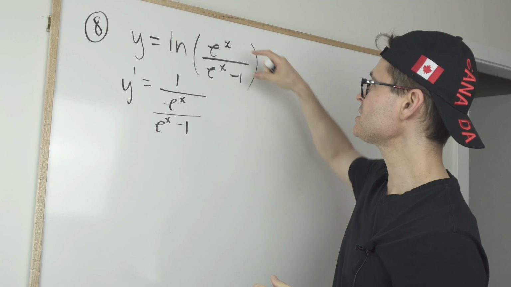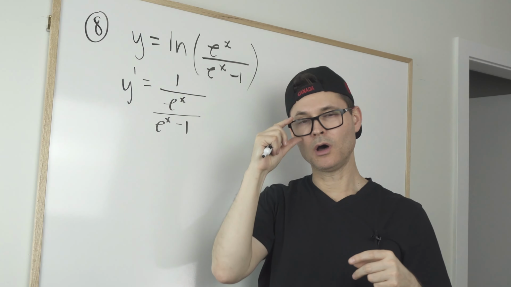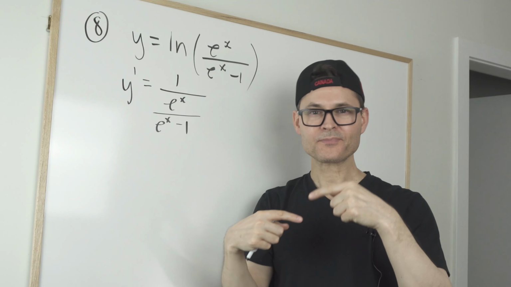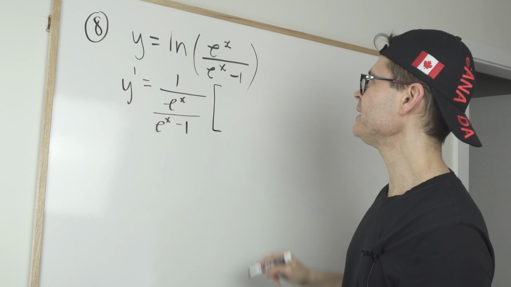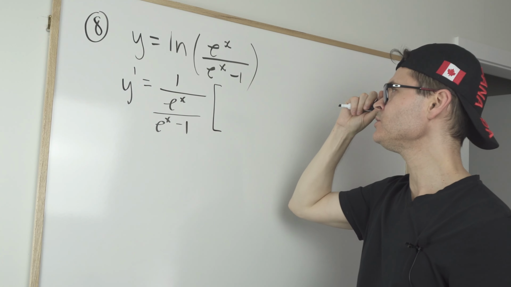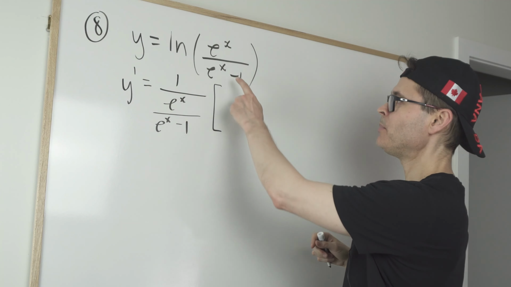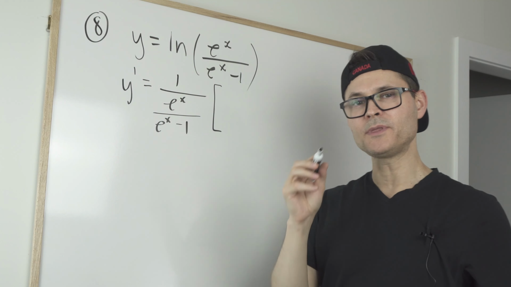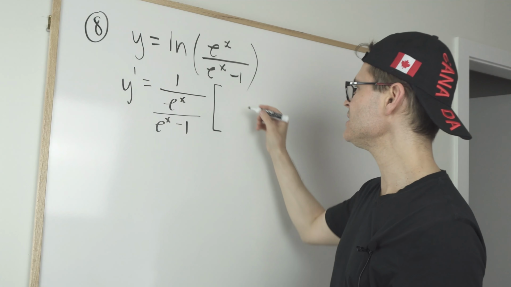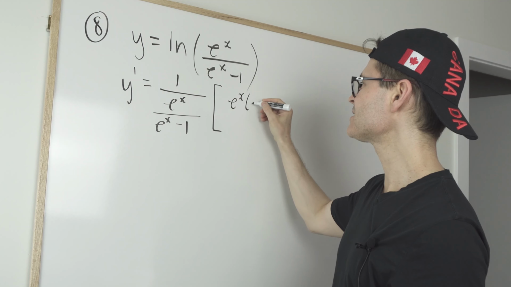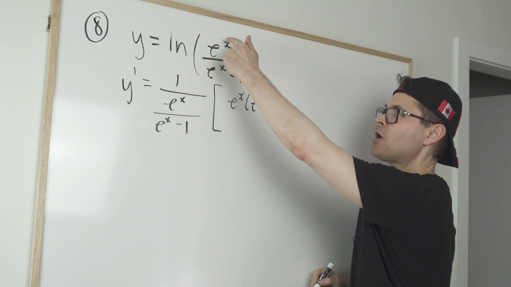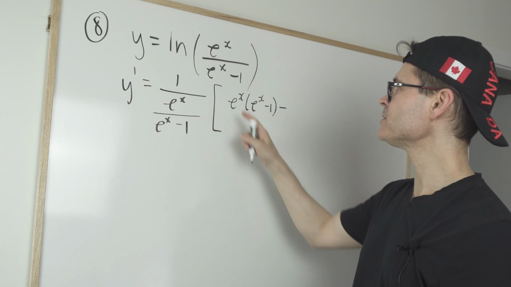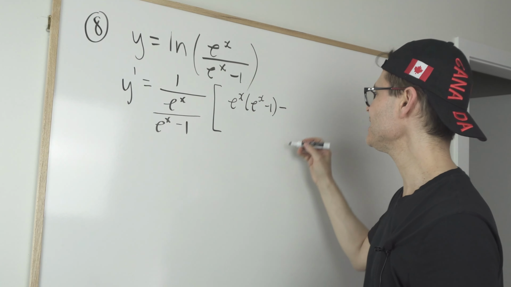Do you see? So we just take the inside of the ln, and we flip it, and then we take the derivative of it. So that's got to be multiplied by the derivative of the inside. I'll use the quotient rule. So bottom times the derivative of the top. The derivative of e to the x is e to the x. So e to the x minus 1, minus the top times the derivative of the bottom. The derivative of the bottom is e to the x.